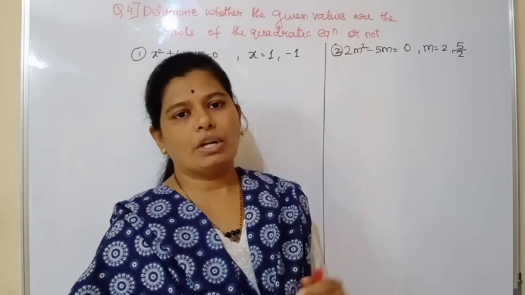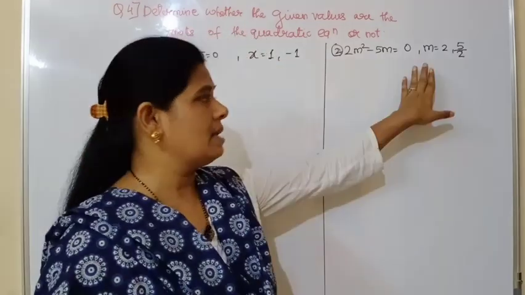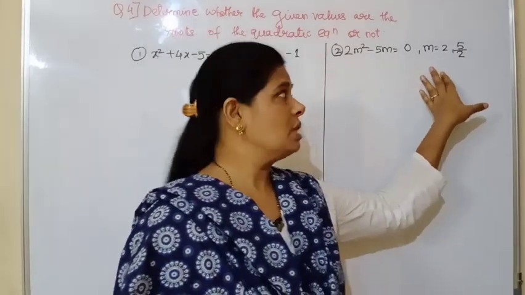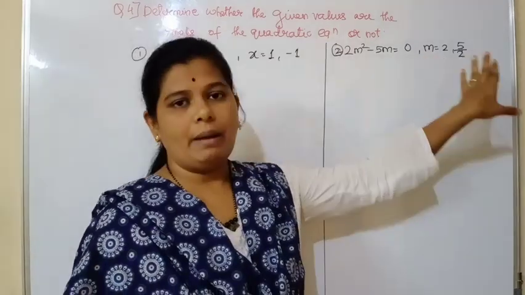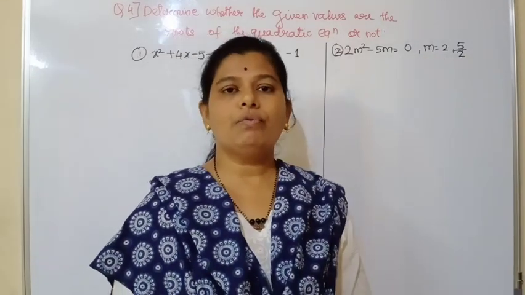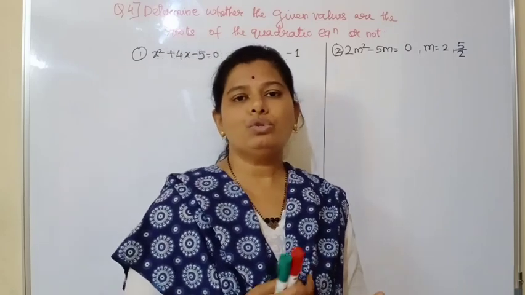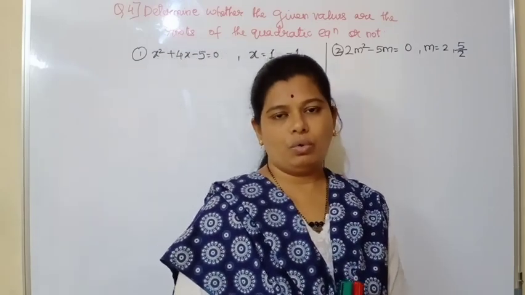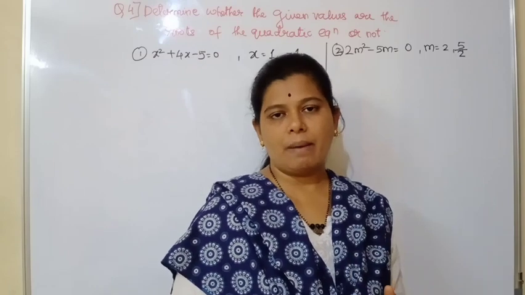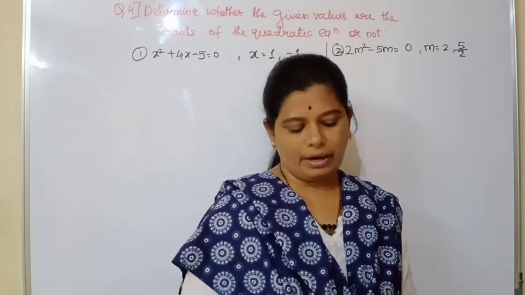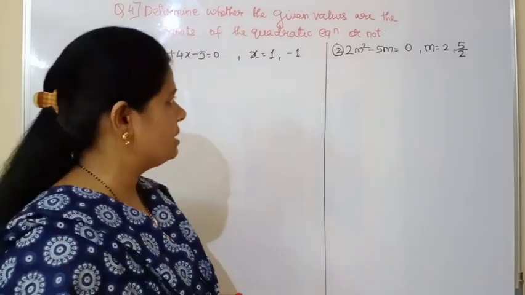Now, if you see the example, there are values given, that is m equal to 2 and m equal to 5 upon 2. We have to decide whether these given values are the roots of the equation or not. So we have to solve the example and then decide. Now we will go through the example.